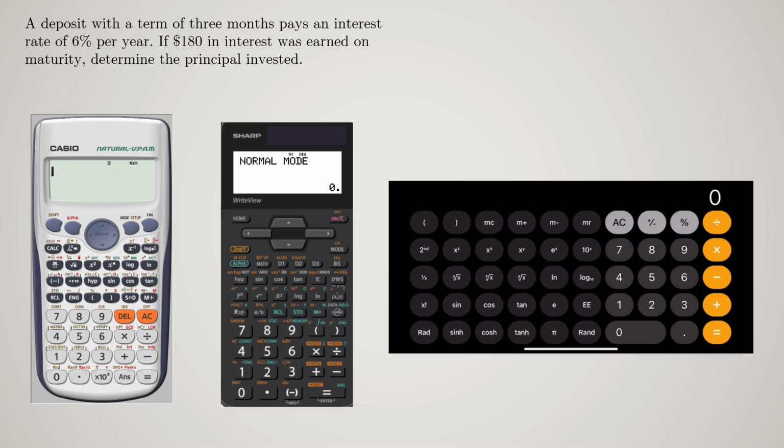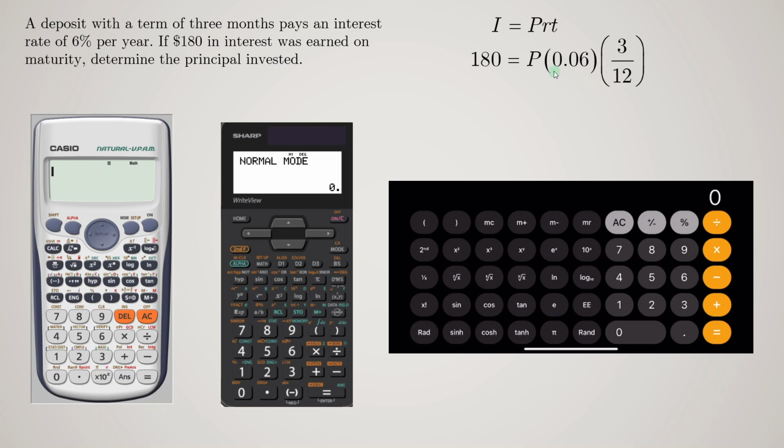So normally we would start solving this problem using the simple interest formula, which is I equals PRT, and we'd substitute in the values that were given. So our interest is $180, that's I. We're asked to find the principal, P. Our interest rate is 6% per year, which is 0.06, and our time is 3 months, which is 3/12 of a year. So we need to solve this equation for P.